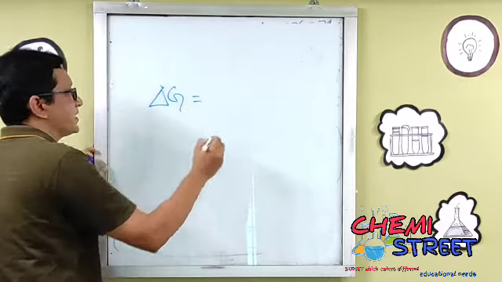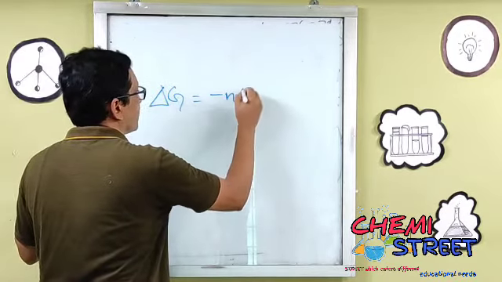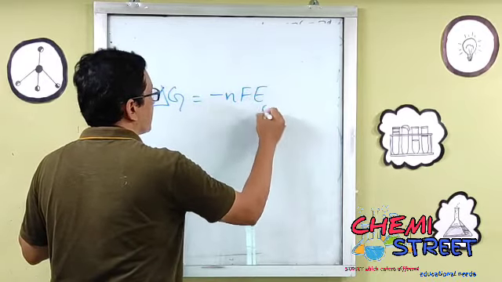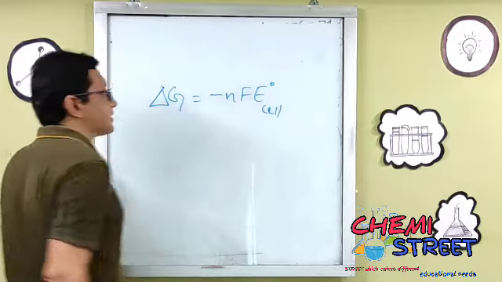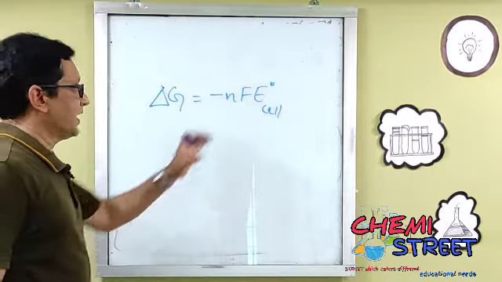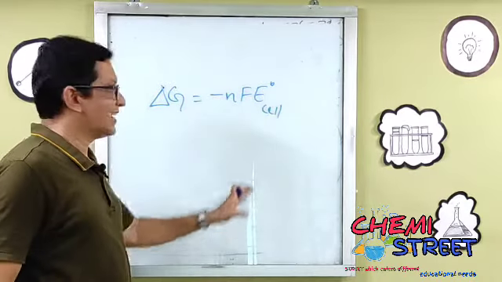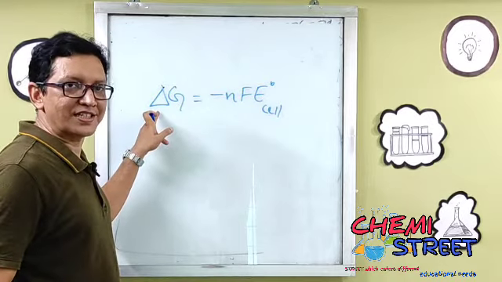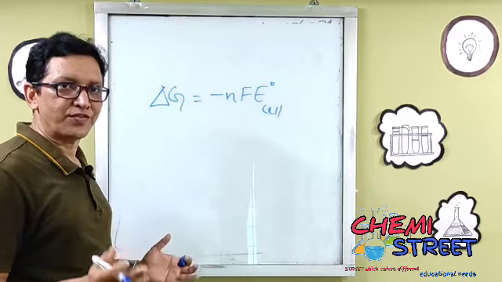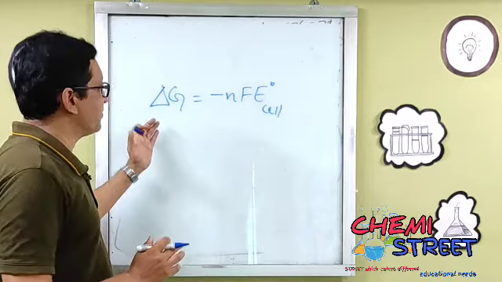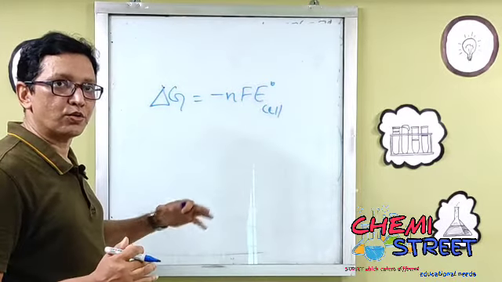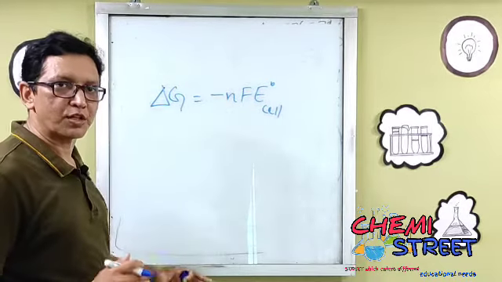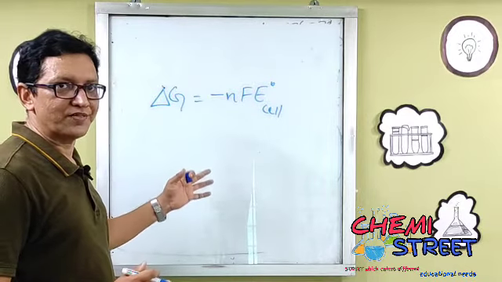Delta G, free energy, is equal to minus nFE0 cell. If the value of E0 cell is positive, definitely you will get a negative value for delta G, and that particular cell will be functioning. So this is very important. This particular relationship also you have to study very carefully.